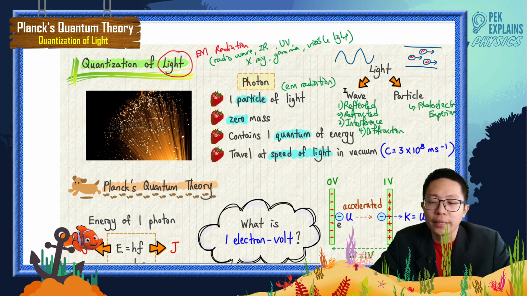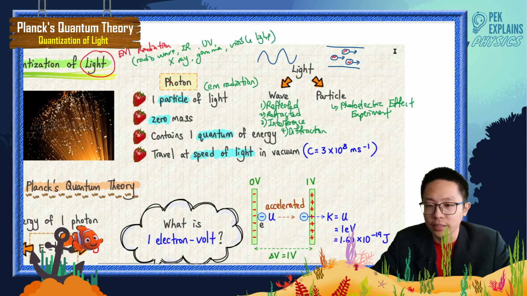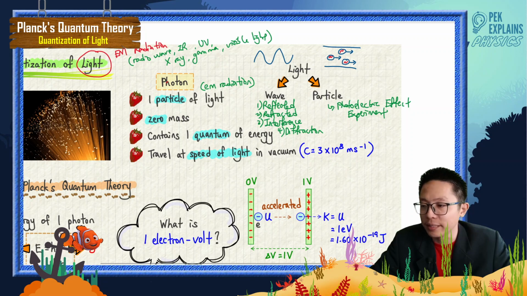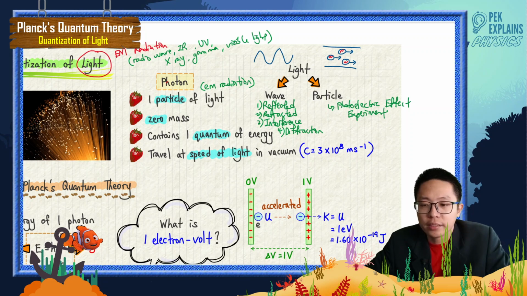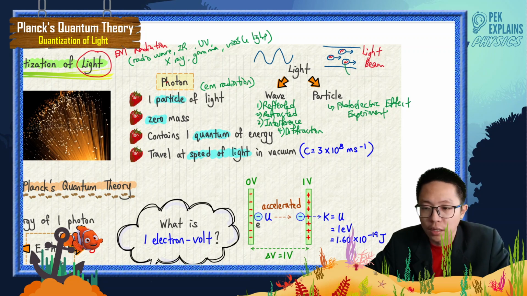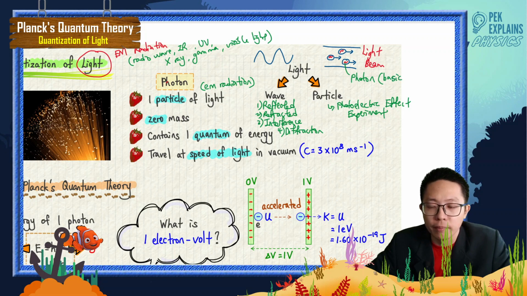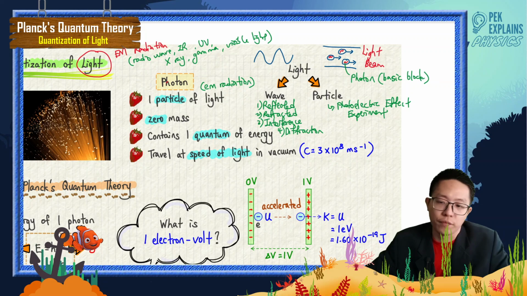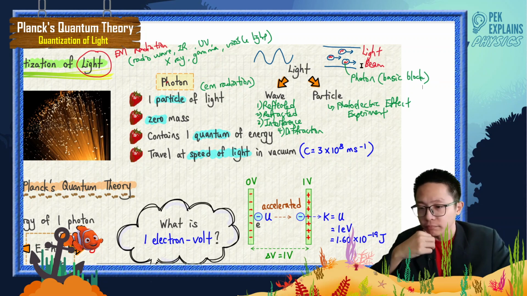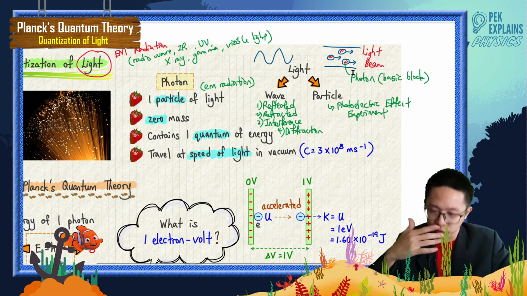One particle is like this. You see, this is the light, the light beam. The whole thing is a light beam, but each particle of it is a photon. So we can say a photon is the basic building block of the light beam. A light beam has many photons.